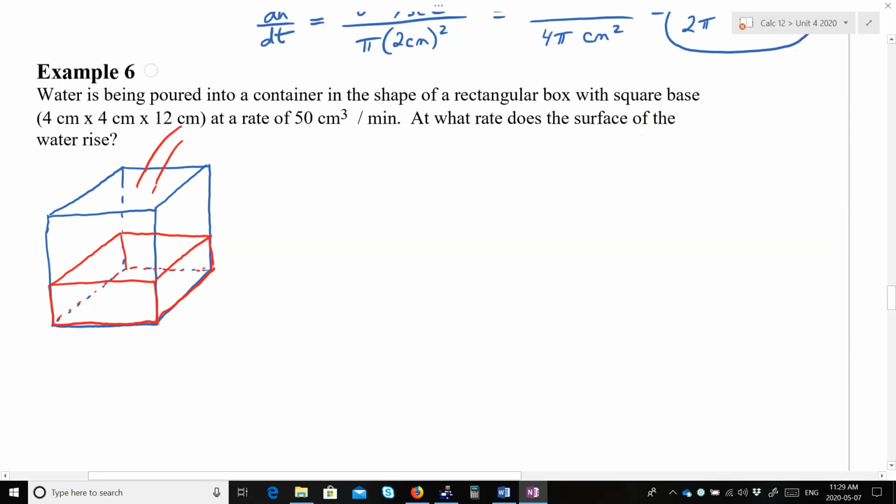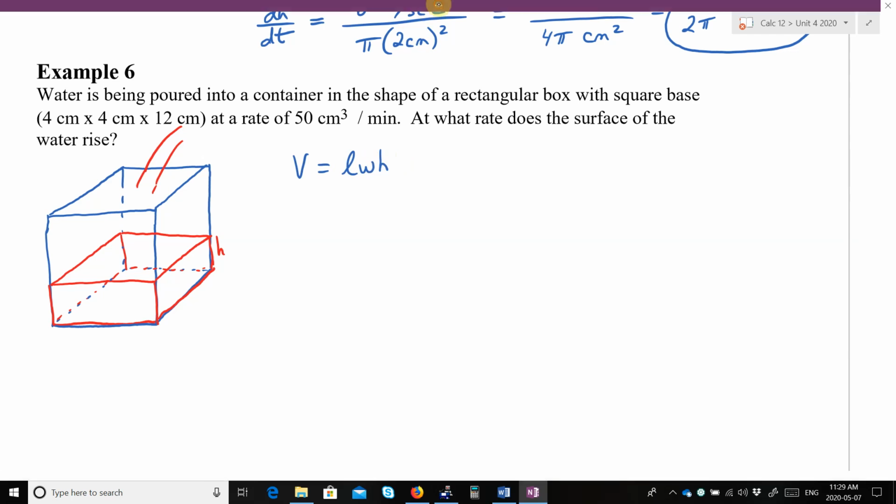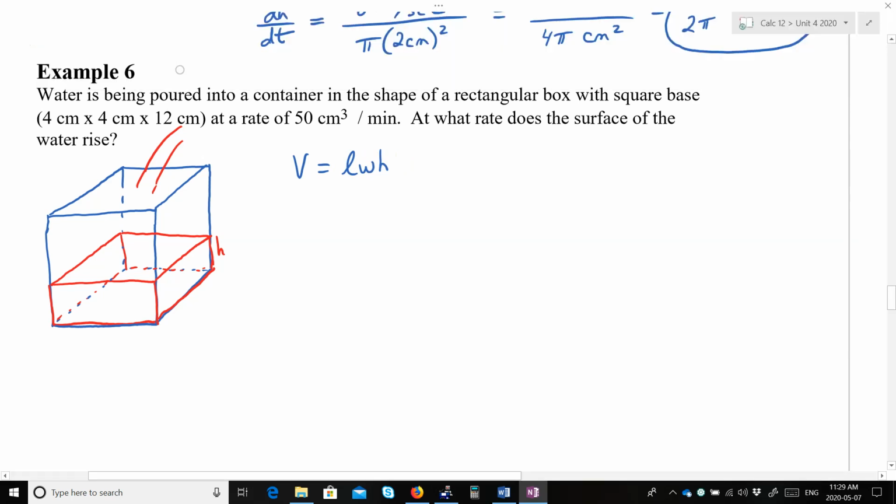So again, the height here. And the formula for the volume of a rectangular prism is volume equals length times width times height. And they have told us that it's a square base, so we got 4 centimeters here, 4 centimeters here, and the full height is 12 centimeters.